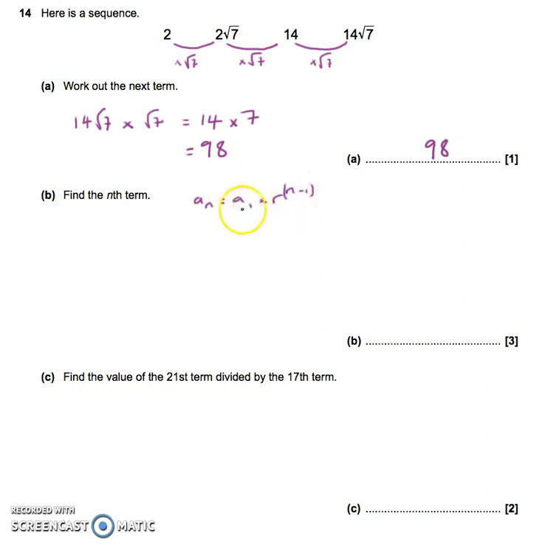This is effectively the notation for the first term of the sequence, right? So first term multiplied by the common ratio to the power of n minus 1. It's always n minus 1 when you've got a geometric sequence like this. So the first term we can see is 2, so we're going to get 2, and we're going to multiply that by the common ratio, which we found to be root 7 in the first question, and that's going to be to the power of n minus 1.